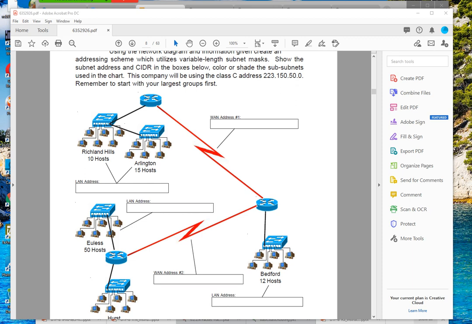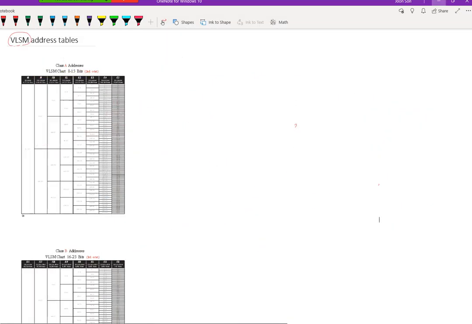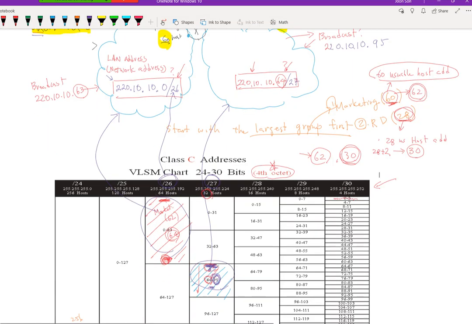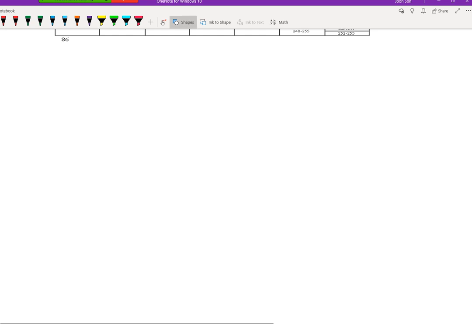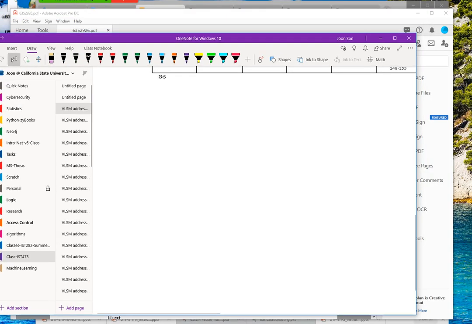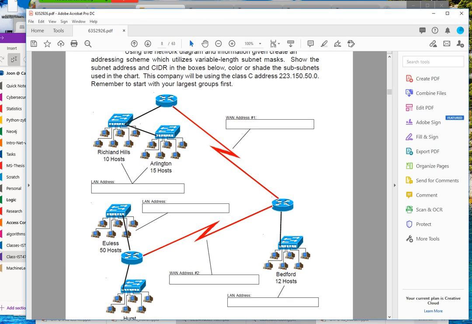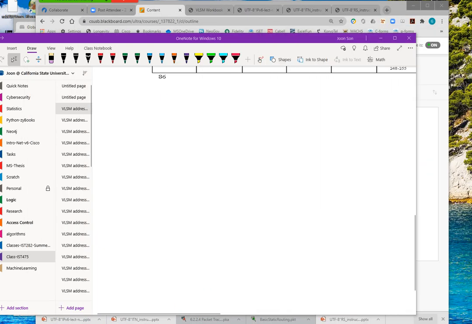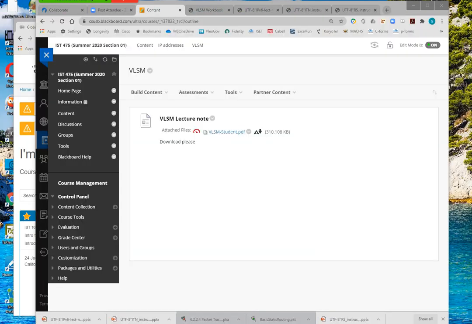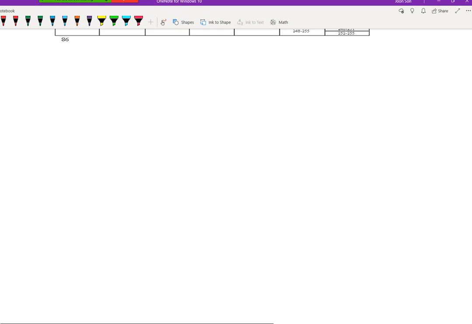So when you solve a problem like this, let me just draw this diagram, okay? So this is the topology. Basically, this is how you should solve this problem.